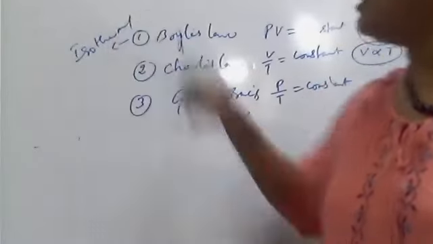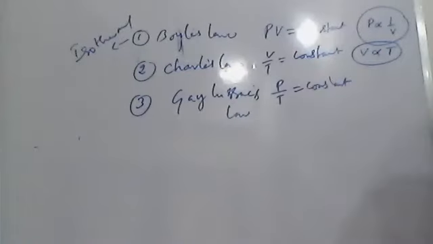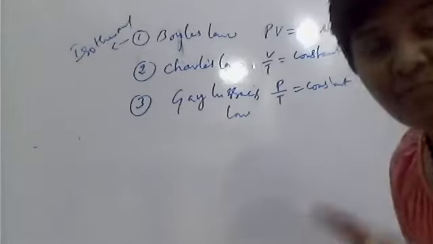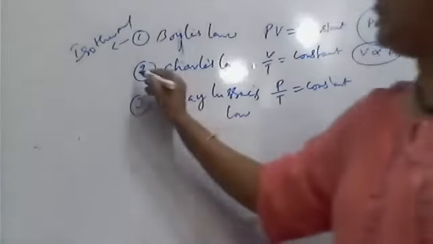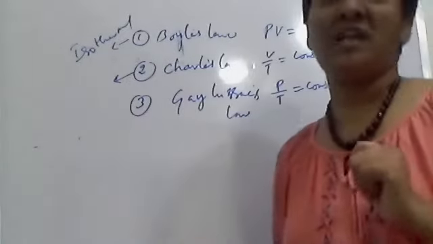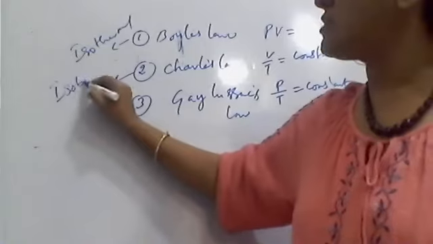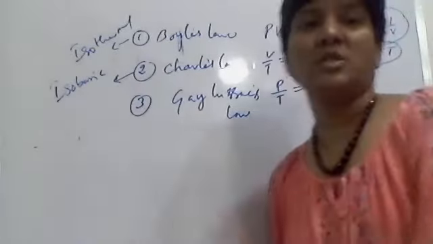And according to Charles' law, volume and temperature are related. So what is kept constant? Pressure and mass are kept constant. Any process which follows Charles' law at constant pressure is called an isobaric process, where delta P will be 0.